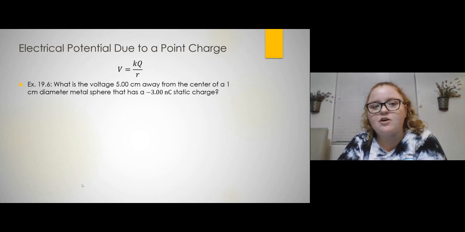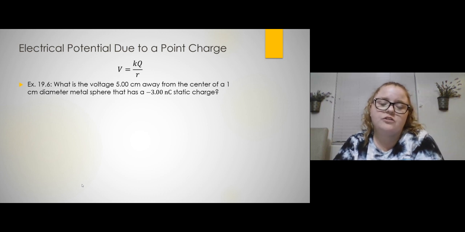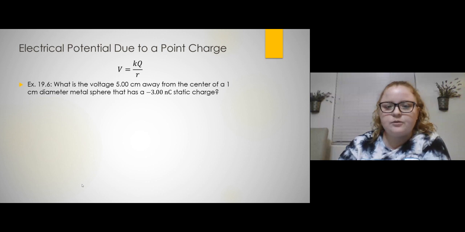Hi everyone, welcome back. We're going to continue our discussion on electrical potential. Okay, so this is the start of finding the electric potential of a point charge. Previously we were looking at a uniform electric field, but now we're going to look at a point charge.